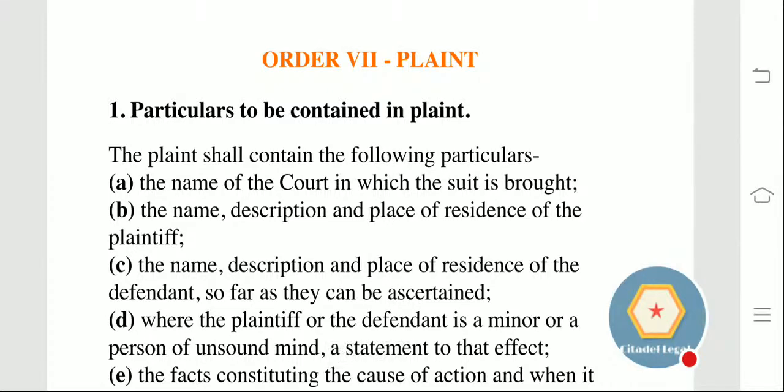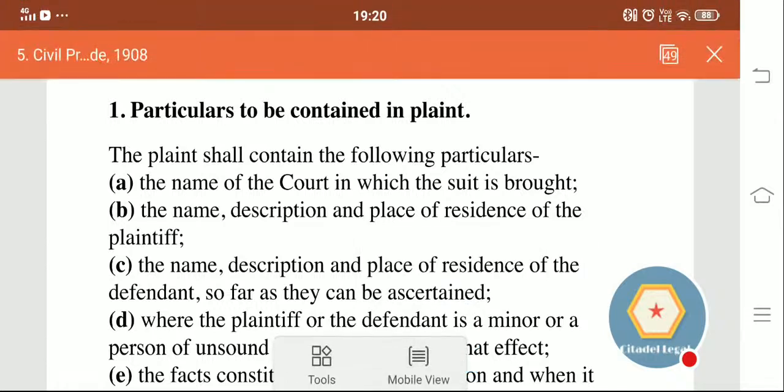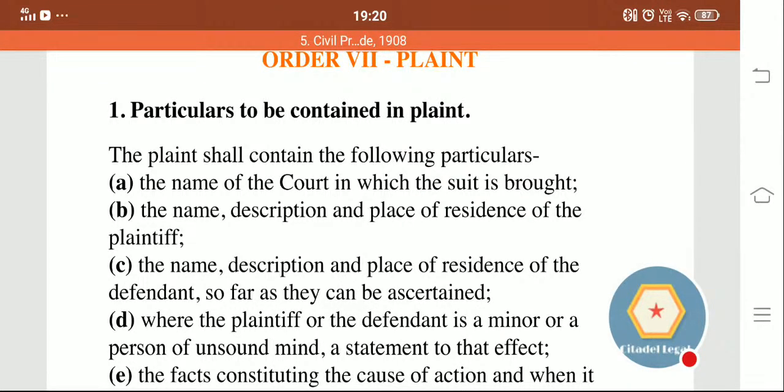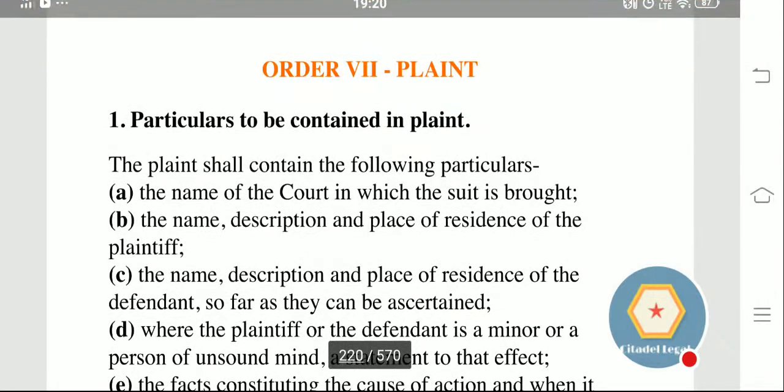Now, in our previous video, we discussed from order 1 to order 6. If anybody is interested and wants to follow the entire list, then they can go to the channel playlist from the live telecast. One can find the previous orders and discussions on previous orders. Now, in this video, we will discuss order 7 of the Civil Procedure Code.